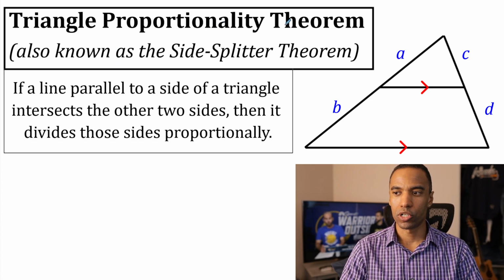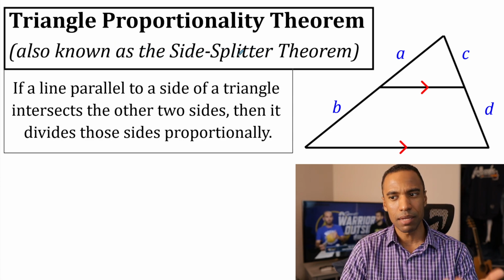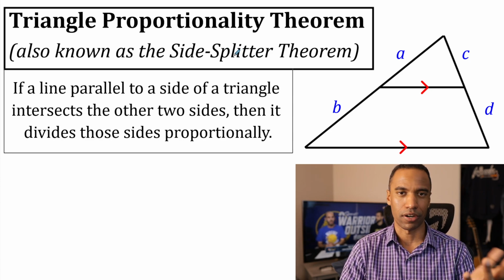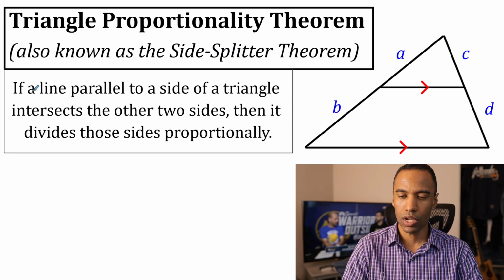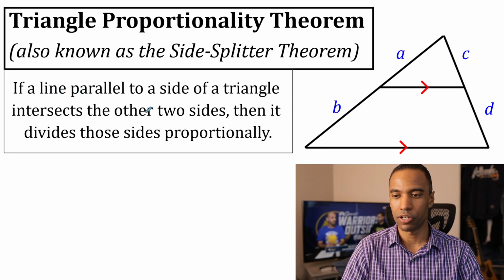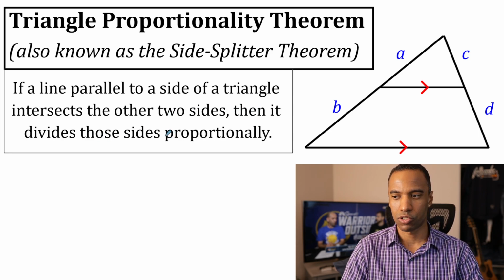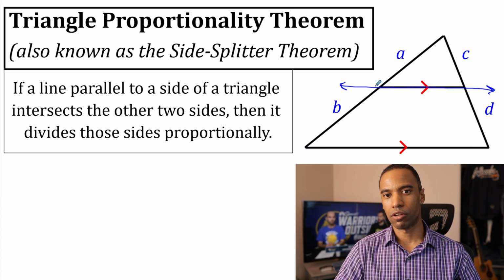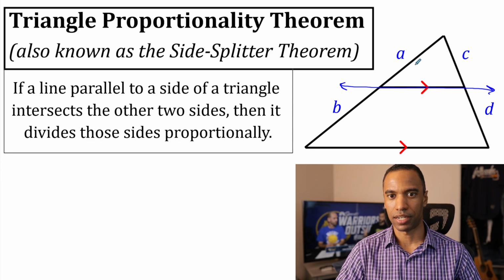All right, triangle proportionality theorem, one more time, also known as the side splitter theorem. And I keep saying that because this is what I tend to call it. So if I say side splitter theorem, hopefully you know they're both the same thing. Okay, if a line parallel to a side of a triangle intersects the other two sides, then it divides those sides proportionally. All right, so I have this line going right here, right? It's parallel to this side right here. This line also intersected this triangle's sides here and here into smaller parts A, B, C, and D.